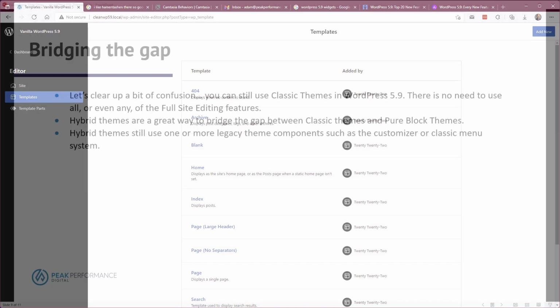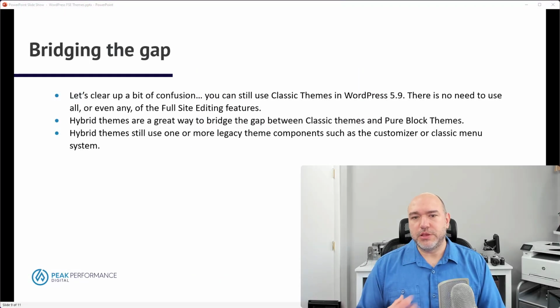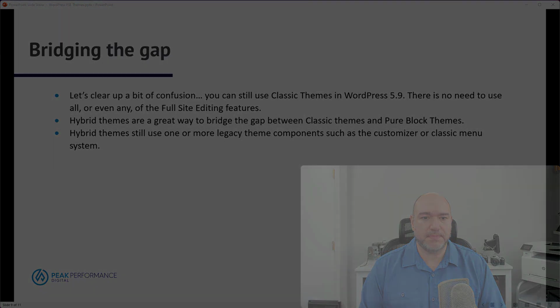From a user interface perspective, on pure block themes, you'll notice that the customizer, widgets, and classic menu editor are no longer used. So just to clear up some confusion, you can still use classic themes in WordPress 5.9. There's no need to use all or even any of the full site editing features. Hybrid themes are a great way to bridge that gap between the classic themes and pure block themes. And the hybrid themes still use one or more legacy theme components, such as the customizer or classic menu system.